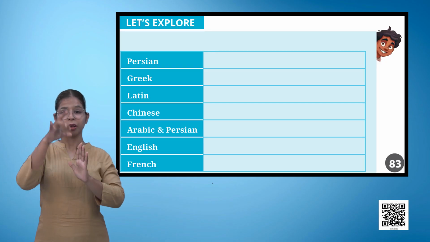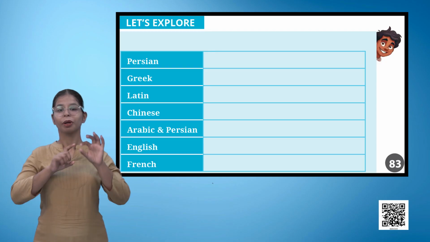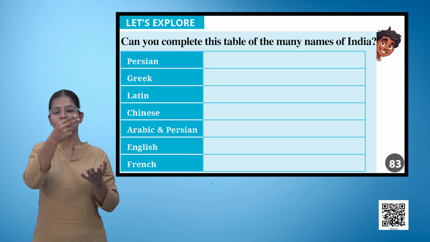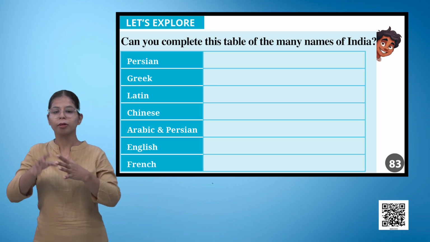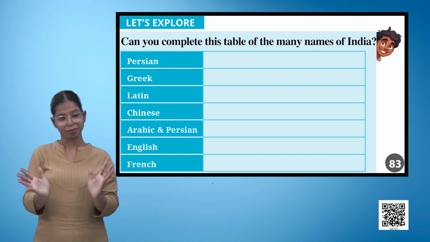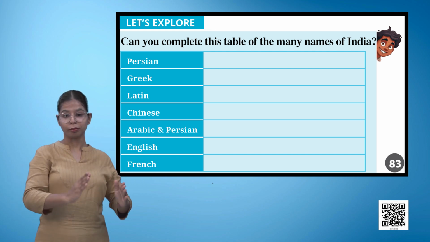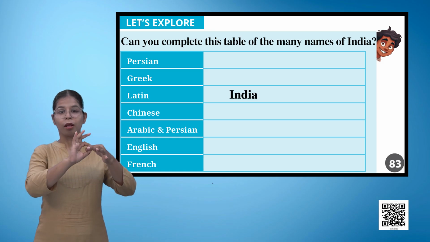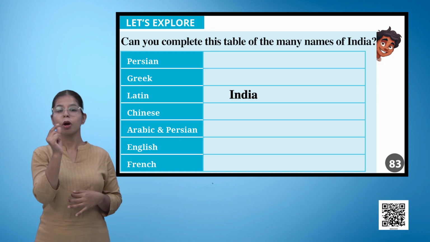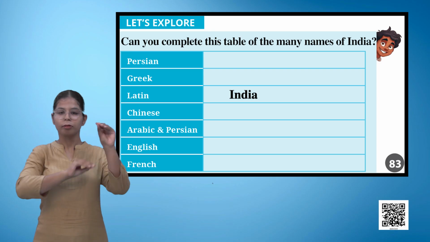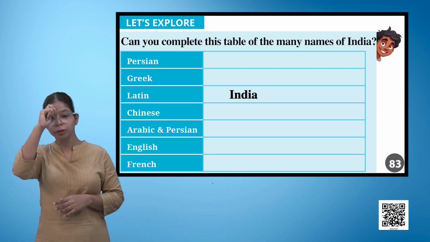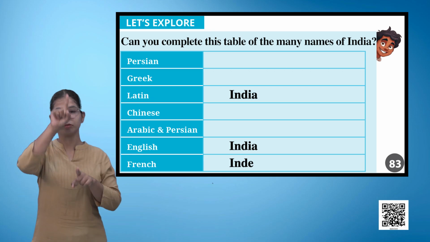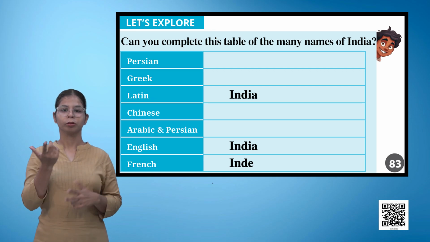Let's explore. Can you complete this table of the many names of India? A few have been done for you. Persian, blank. Greek, blank. Latin, India. Chinese, blank. Arabic and Persian, blank. English, India. French, Inde. Fill out the correct names in the blank spaces.